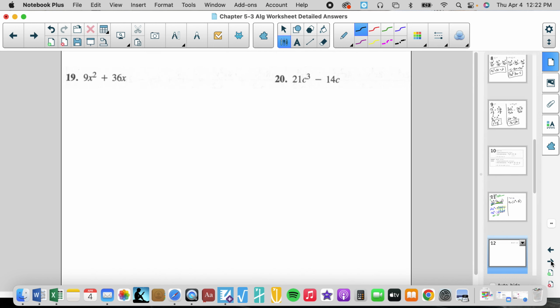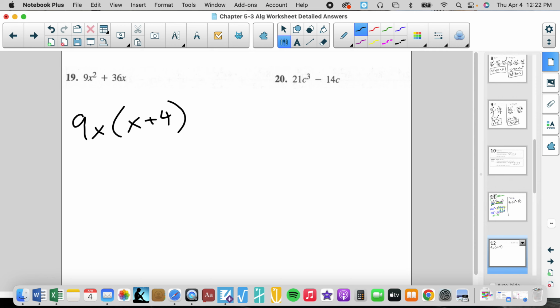That's all we're doing here. 9, 36, 9 goes into both. X squared, x, you can take out a maximum of x. You can't take an x squared because this doesn't have 2. So we can only take 1. That leaves us with x plus 4.